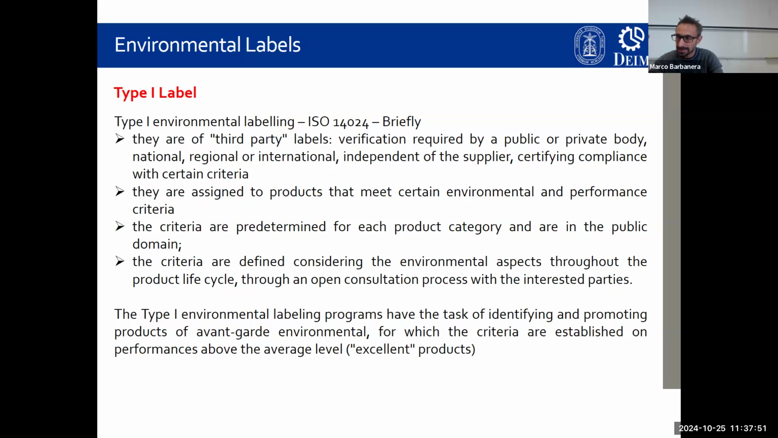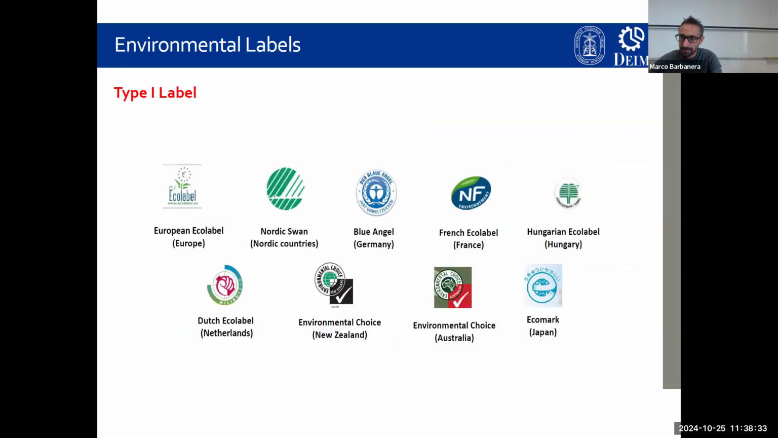So the idea is that in this case, if a product obtains a type 1 environmental label, this product can be considered as an excellent product from an environmental point of view, because the thresholds for each environmental criteria define the limits between the excellent product and the average market product for that product category. So this is an important point.